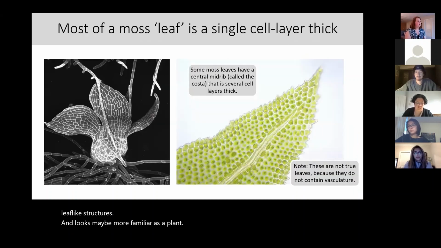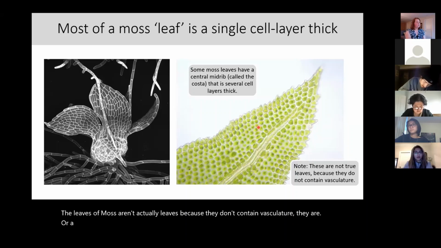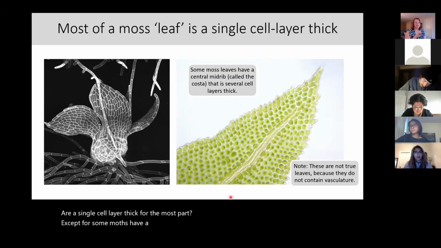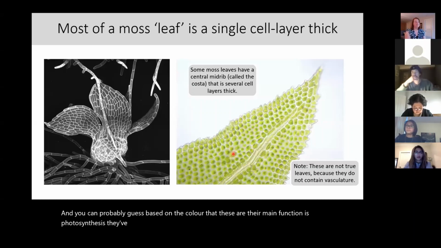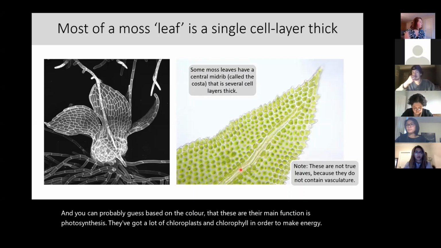The leaves of moss aren't actually leaves because they don't contain vasculature. They are a single cell layer thick for the most part, except some moss have a midrib structure that can be multiple cell layers thick. And you can probably guess based on the color that their main function is photosynthesis. They've got a lot of chloroplasts and chlorophyll in order to make energy for the plant.